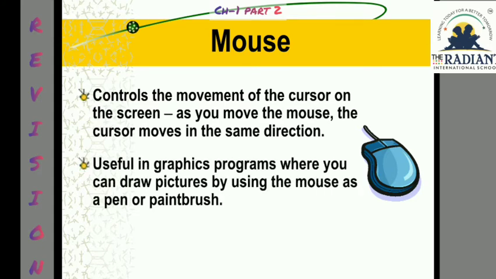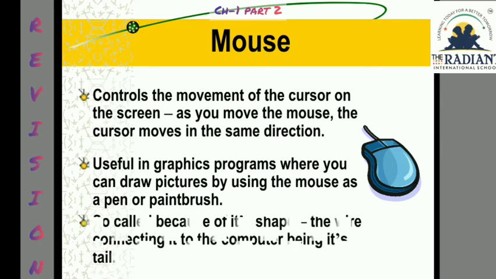It is useful in graphics programs where you can draw pictures by using the mouse as a pen or paintbrush, as you are using in MS Paint or Tux Paint, okay? Because of its shape, the wire connecting it to the computer is called its tail. Whatever wire is connected to the CPU is called the tail of a mouse, right?